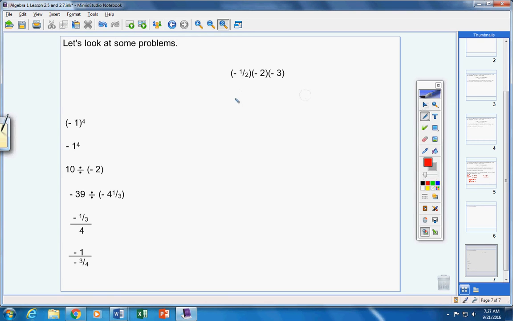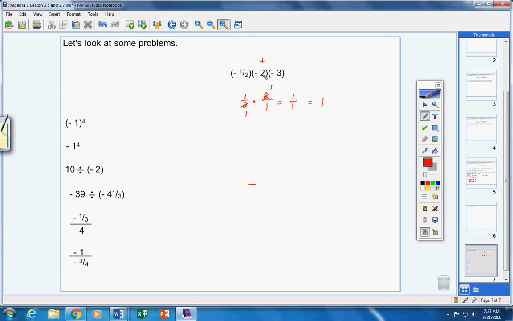Let's finalize our sign. I have a negative times a negative. The signs are the same, so that's a positive. And then I have a positive times a negative. Signs are different, so I'm going to have a negative answer. Now, 1/2 times 2, let's see. Remember what to do from middle school. You put the 2 over a 1. 1/2 times 2 over 1. Your 2's cancel. 1 times 1 is 1. 1 times 1 is 1. 1 over 1 is 1.